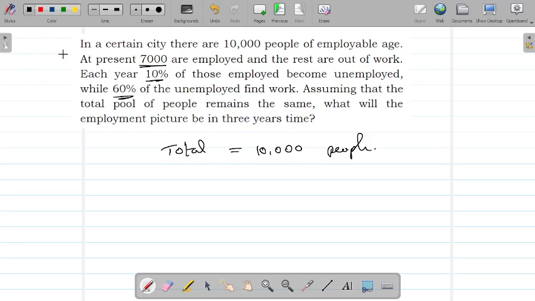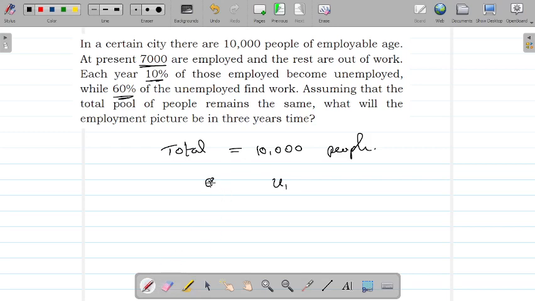So let's do one thing. Let's assume that E1 is the one which represents the number of employees in the first year, like in the beginning. That's what you can take as 7000. And U1 is the one which represents the number of unemployed in the first year.